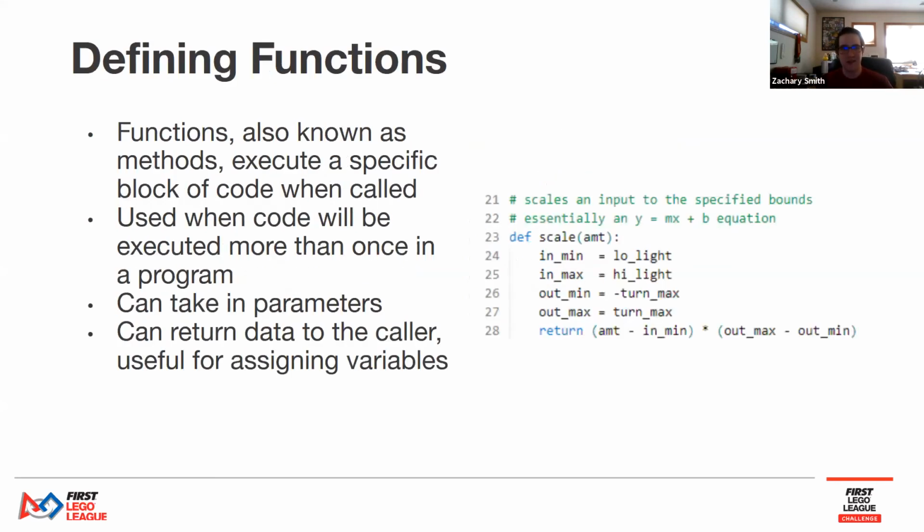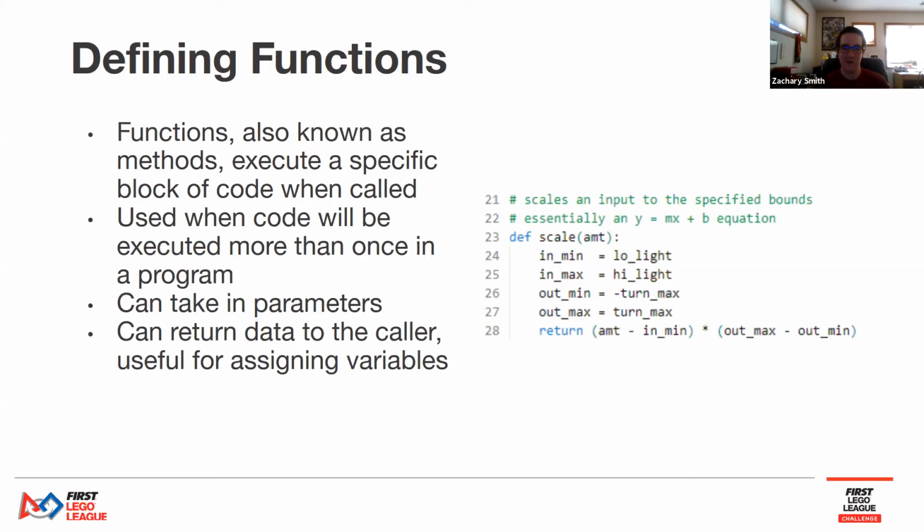All right, moving on to how to define your own functions. Functions allow you to reuse specific parts of your code multiple times. So these are also known as methods in different programming languages, but they just allow you to execute a specific block of code when called. So if you only need something to run, I guess, once, and it doesn't need to go in a while loop, you can define a function for it.